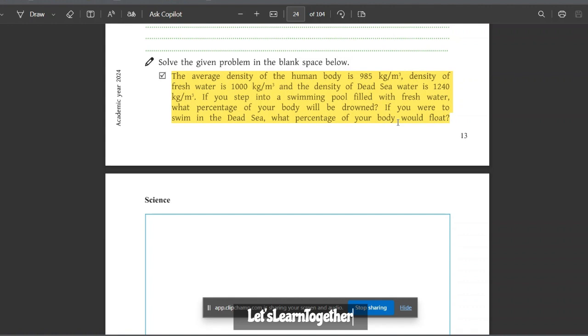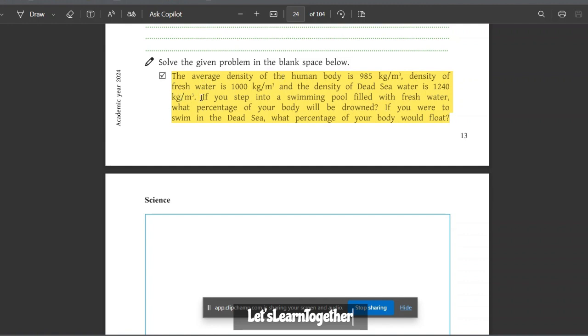Now, the thing is that this buoyant force and weight, let's say, both depend on the object's and the liquid's density. Okay, here two densities of the liquids, which is fresh water and dead sea water, are mentioned. Fresh water's density is 1000 kilogram per meter cube, and density of dead sea water is 1240 kilogram per meter cube.